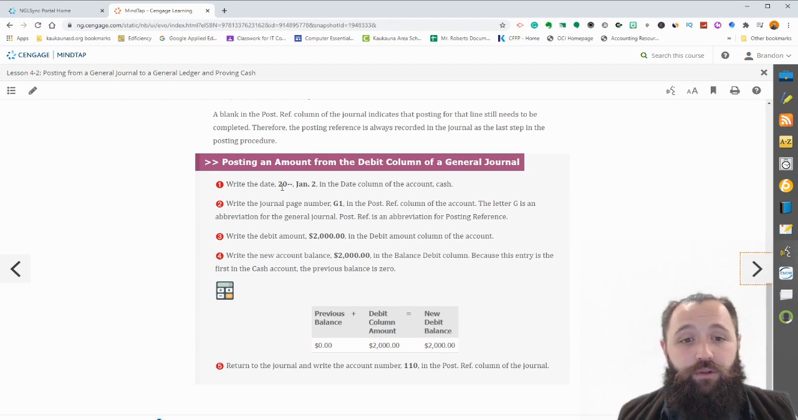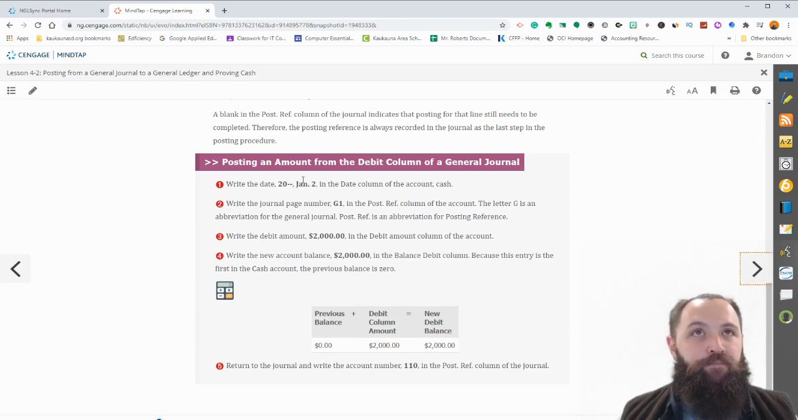So the first thing you do is you write the date. And here you're writing the year and the month. We will only be writing the month or the day on there. It's the same thing as when we started a new journal page, right? In the ledger, you do not need to put the month in there every single time. You only need to do it the first time. So you write the date in the date column of the account.